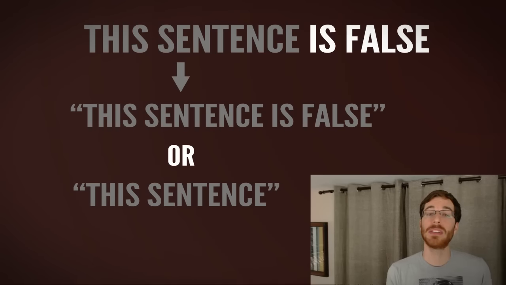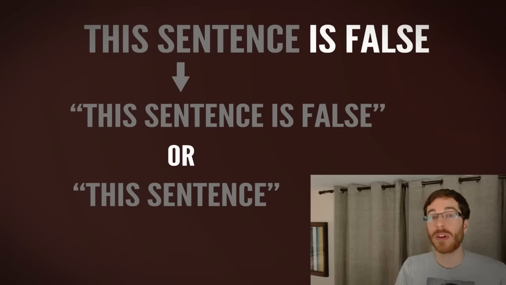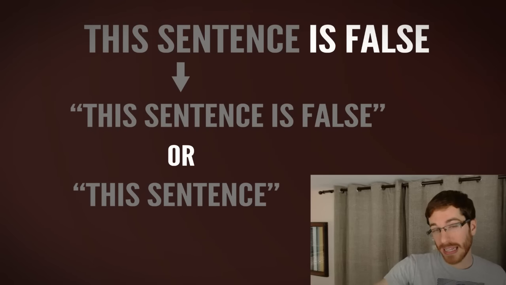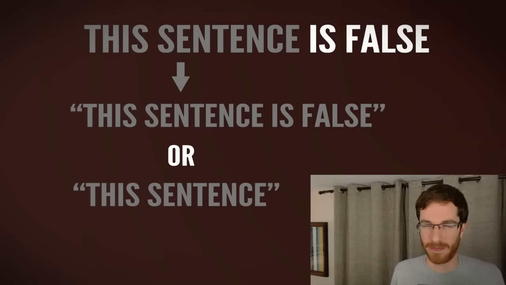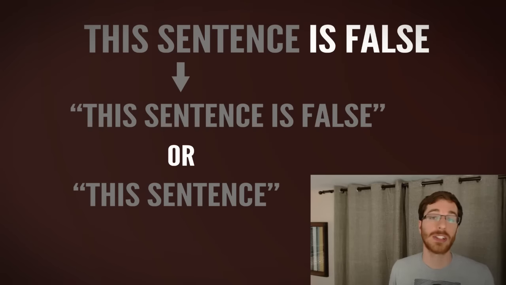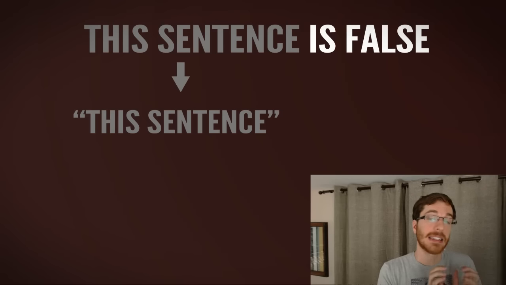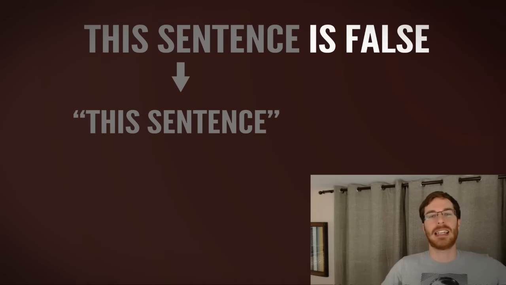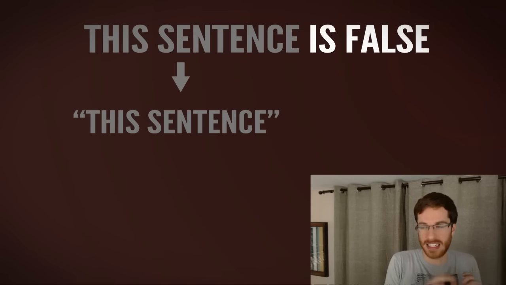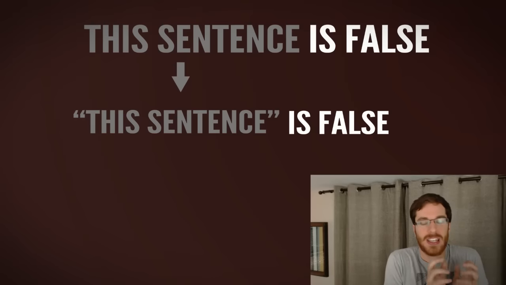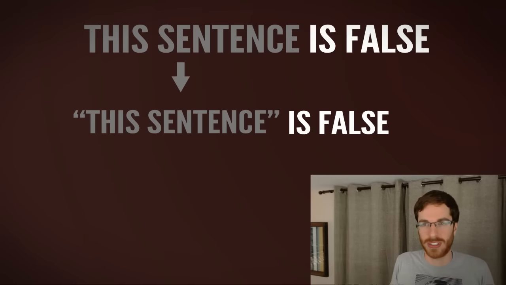Okay? And what I would say is upon examination, both of those, when you really look at them, turn out to be nonsense. The liar's paradox is just nonsense. Okay, so let's take the easy example first. Let's say that "this sentence" references only "this sentence." Well, then it's very easy to see that it's nonsense. If "this sentence is false" is referencing just "this sentence," it can't be true or false. It's just an empty reference.